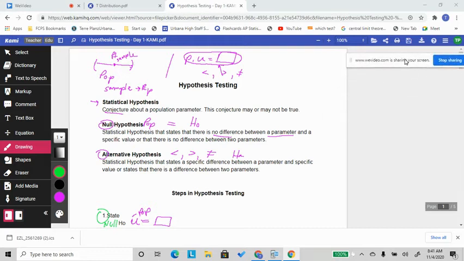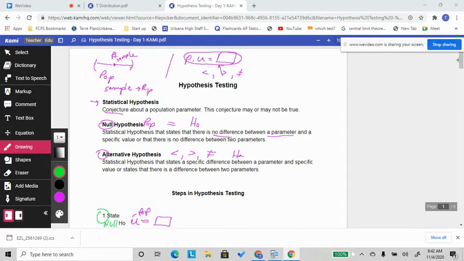We are on part 2 of hypothesis testing and part 1 of our video on hypothesis testing. Sorry, still in my first cup of coffee. We did the statistical hypothesis, the null, and the alternative hypothesis. So we've done 3 out of the 6 steps that we need.